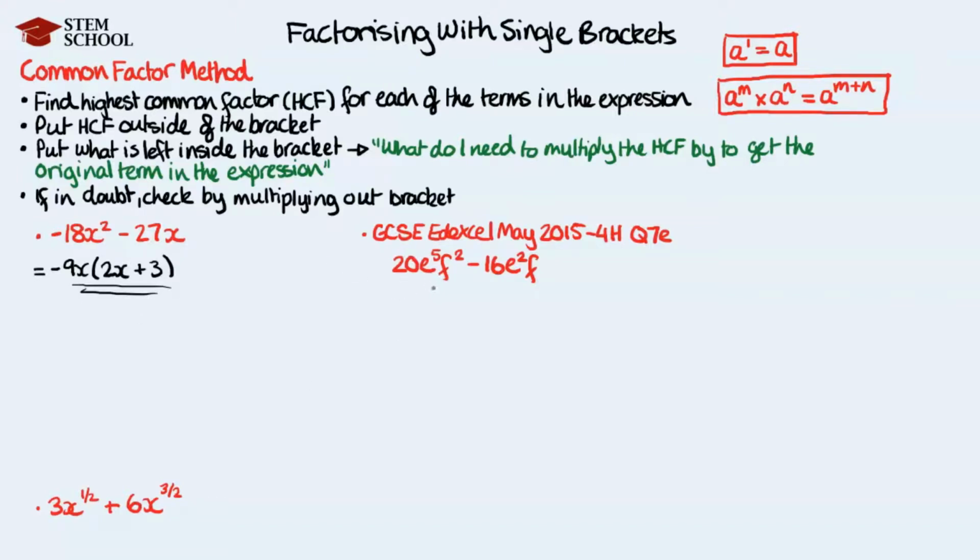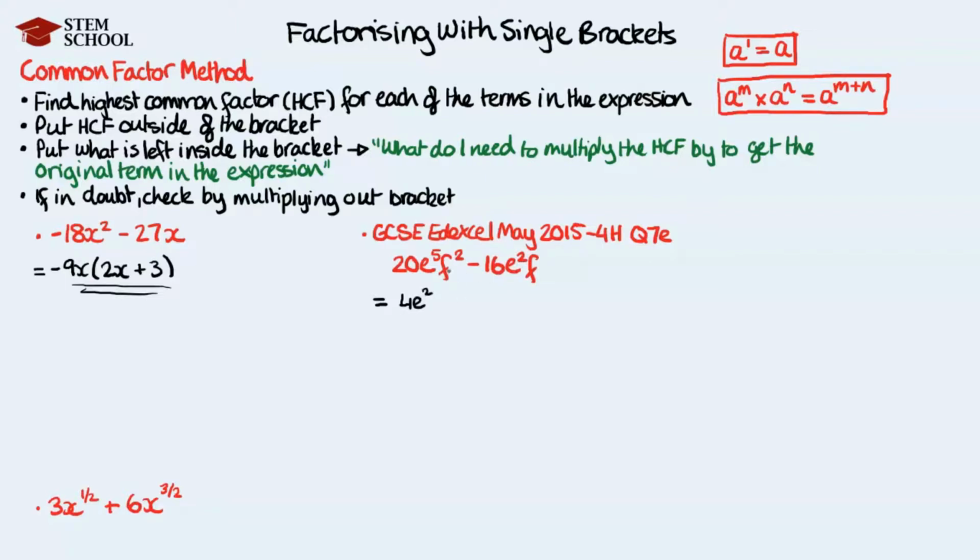Now let's go into this question. We've got an exam question now. We've got 20e to the power of 5 f squared minus 16e squared f. So let's do the same thing as before. The first thing you always do is compare the numbers. So we have 20 and 16. The highest common factor of 20 and 16 will be 4, because we've got 4 times 5 and 4 times 4. Now let's compare the letters. We've got an e to the power of 5, and then we have an e squared. So you pick the letter with the lowest power, so we'll pick e squared.